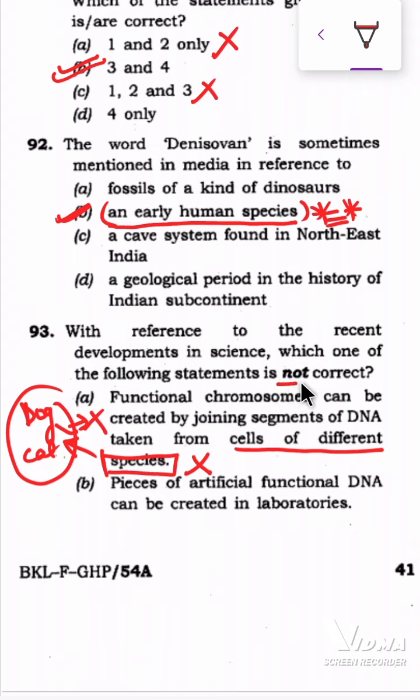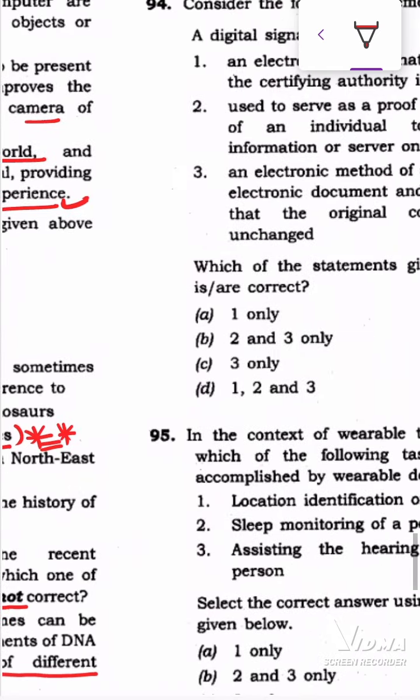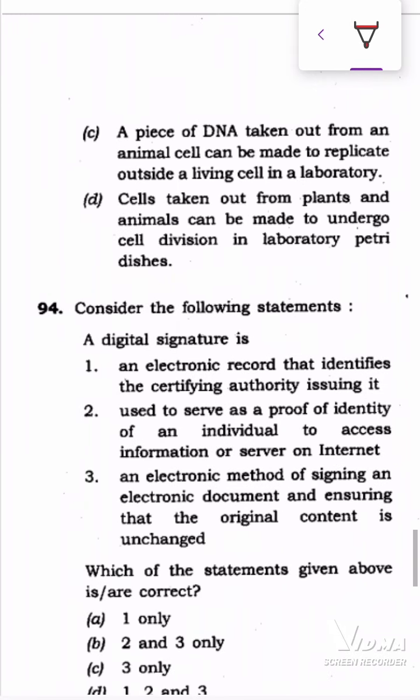So statement 1 is not right. The question is asking about not correct, so A is the answer. We can also go to B. Pieces of artificial functional DNA can be created in laboratories. That is absolutely right. It has actually been done in the USA. A piece of DNA taken out from an animal cell can be made to replicate outside a living cell in a laboratory. Absolutely right. There are various examples. You might have heard about test tube babies and in vitro fertilization. They are done outside the human body in a controlled laboratory atmosphere.